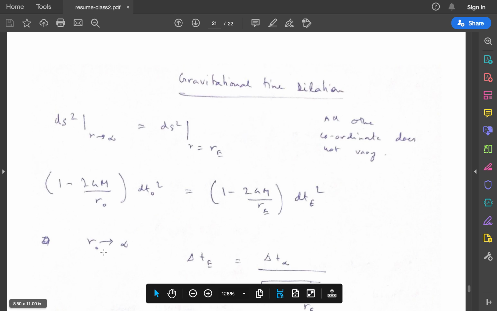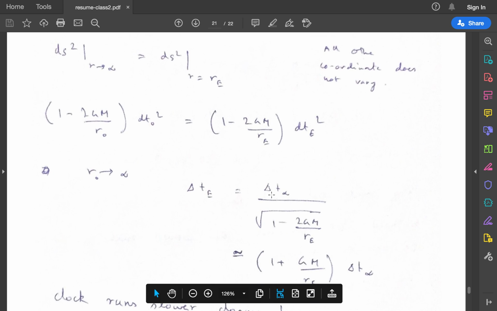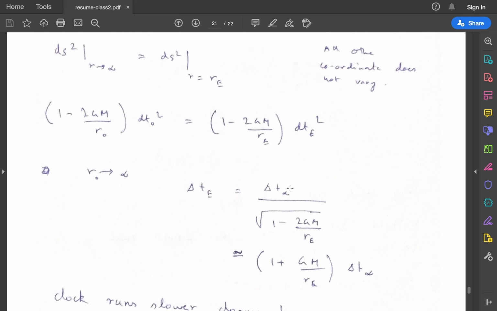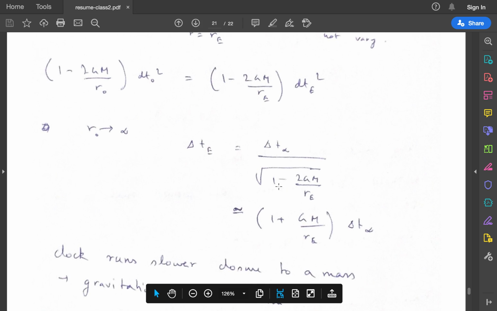So if I tend r0 to be infinity, I will have delta t equal to delta t infinity, which means the actual time where there is no GR effect. This is the actual, or correct, time which should be there. This is the time which is affected by the gravitational effect, and if I do a small approximation calculation, let us say that this is small. So what we have is 1 plus GM by r_e. So we see that this is the actual time, and this is the time which we record on the Earth.